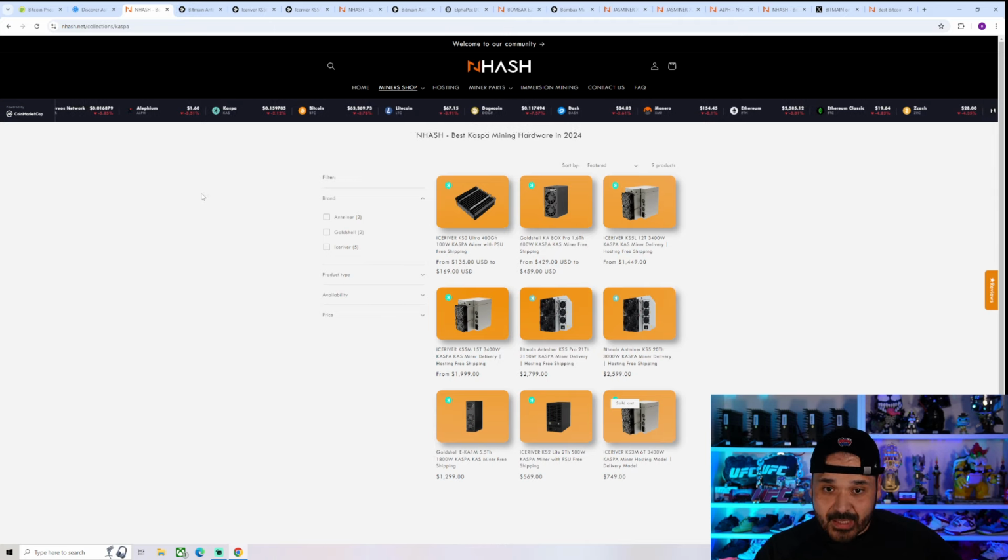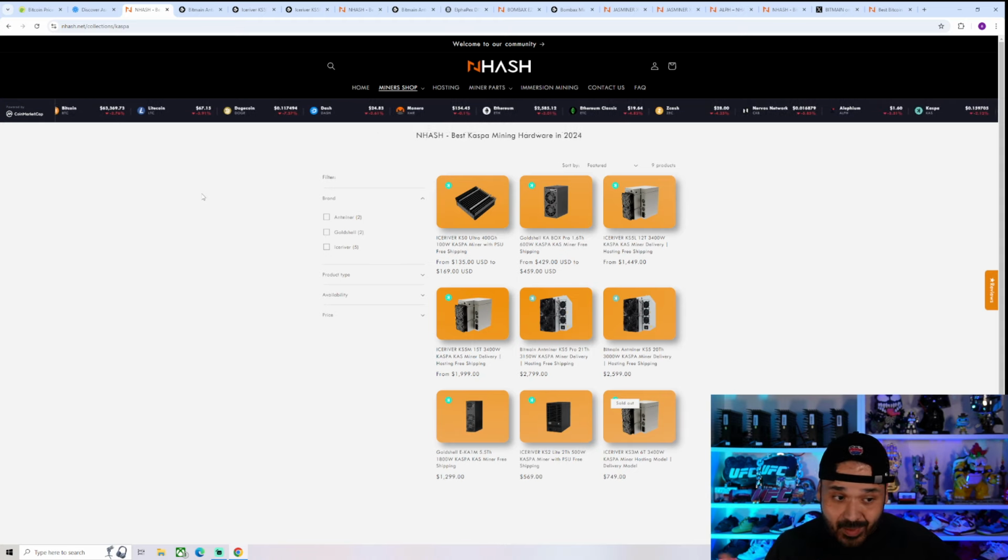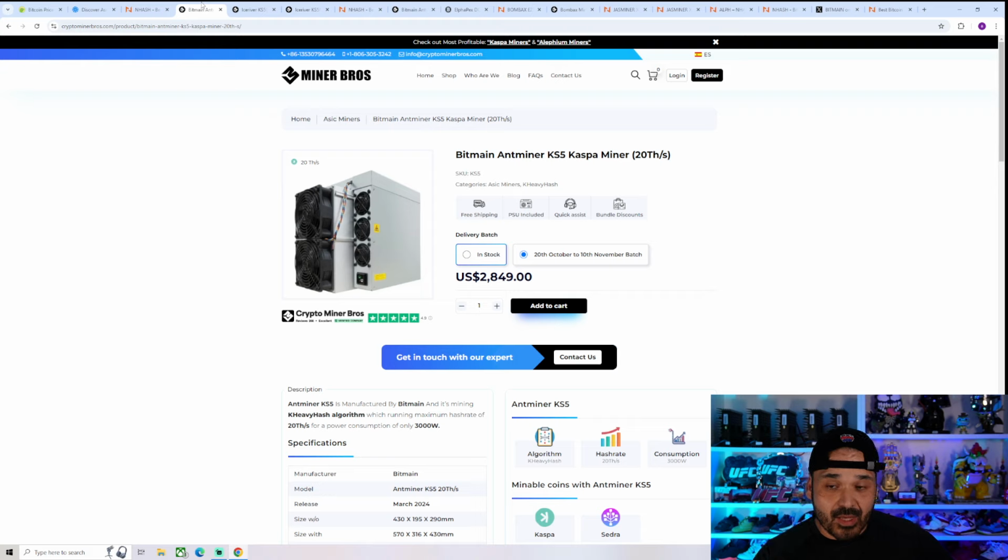For comparison's sake, again, we like to use Enhash just because that's my preferred vendor. That's who I personally buy mine from. They tend to have some of the best prices out of the retail stores, right? So for comparison's sake, we'll compare it to one of the other major retailers. We'll look at the price of Crypto Miner Bros. And in this comparison, this is the October batch of the 20 terahash unit. They have it at $28.49 versus Enhash has it at $25.99.